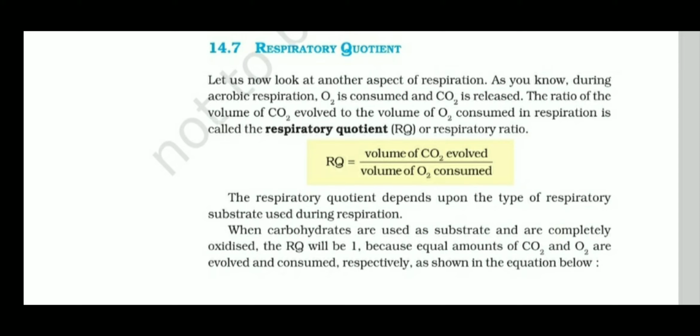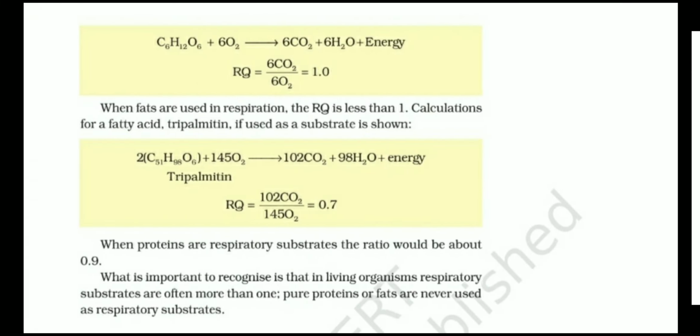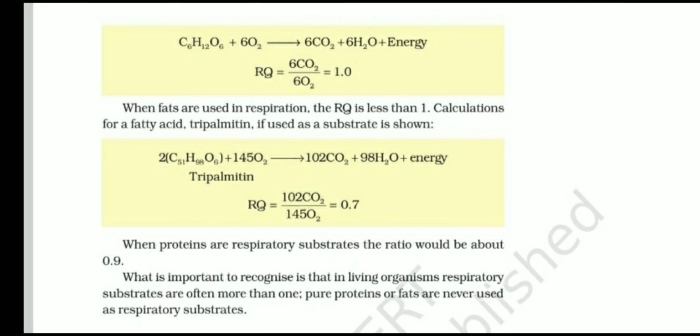As I told you, when the respiratory substance is carbohydrate, meaning glucose, in this case the RQ value will be 1. Why will the RQ value be 1? Because you will see the amount of carbon dioxide. Here in the reaction, 6 O2 are used and 6 CO2 are released. It means the amount of CO2 released and the amount of oxygen used are equal, and that's why in carbohydrates the RQ is 1.